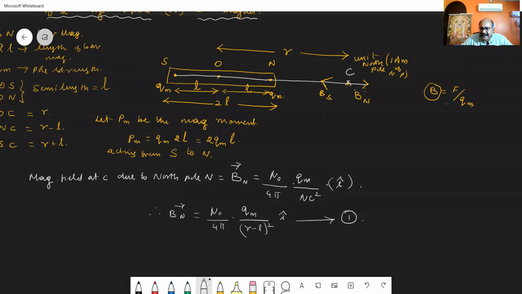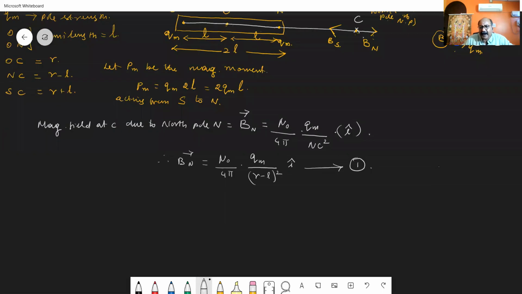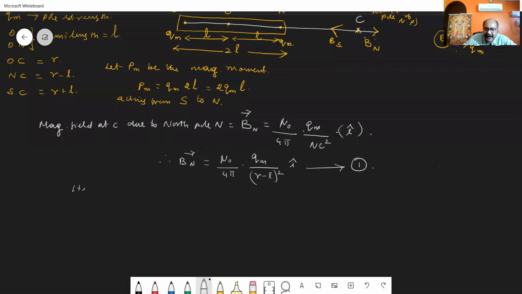Now, let us write again. Or if you want, you can write here. Here, the distance R minus L is equal to the distance between the pole strength N and the point C.